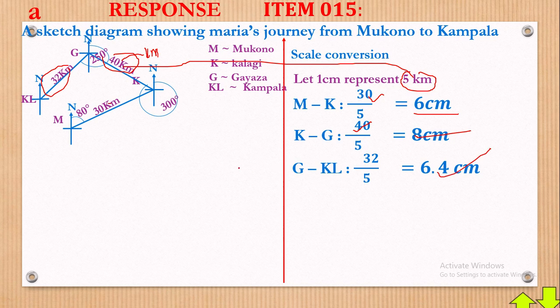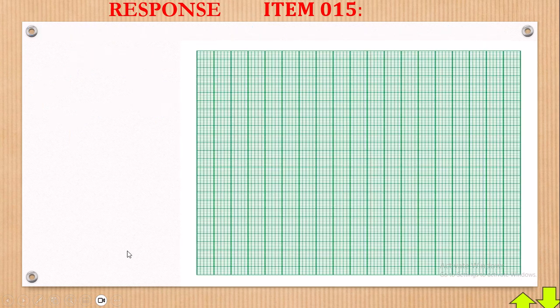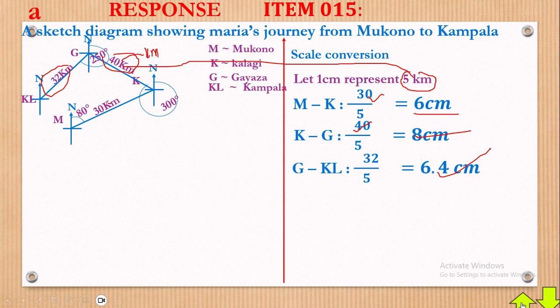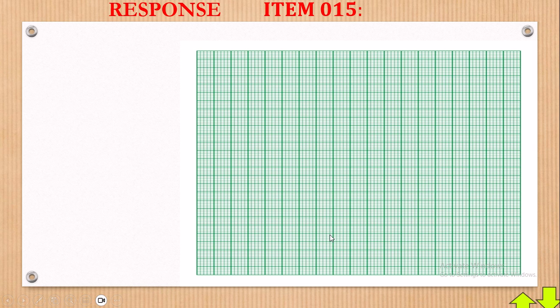Then from there we shall move straight to drawing the accurate diagram that should be done on a graph, part B. So to an accurate diagram, please, we shall refer to the sketch. So we begin with Mukono, then Kalagi, to Gayaza, and finally Kampala. Let's do that. What do you have here? We have 80 degrees, 30 kilometers, which is 6 centimeters.